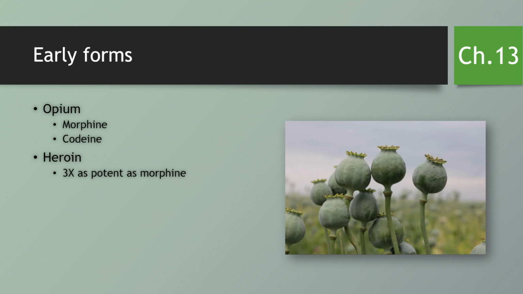All right, let's talk now about heroin. So heroin is the next derivative of this as well. They actually took morphine and worked it in some laboratories and were able to create heroin. And heroin is about 3 times as potent as morphine, and it works in a slightly different way.